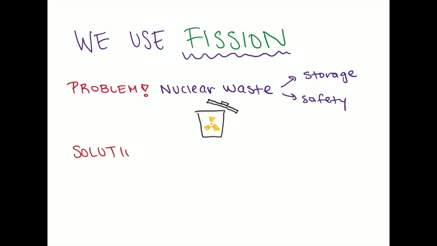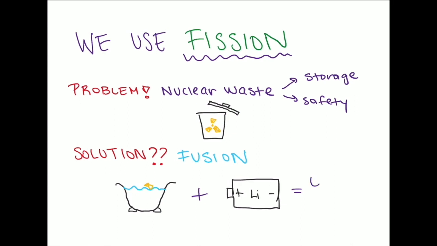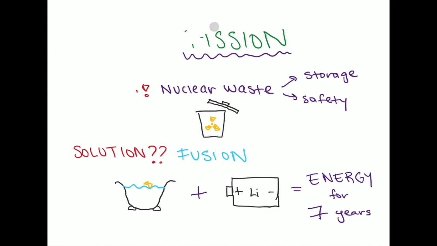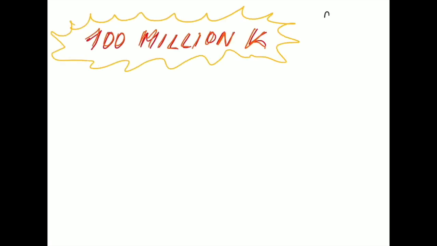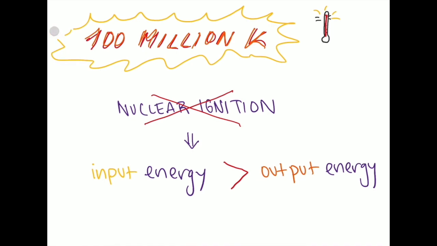Enter nuclear fusion. One bathtub of water and one lithium battery could theoretically provide the energy needs of a UK citizen for 7 years. So why do we use fission and not fusion? Fusion requires extremely high temperatures, like 100 million Kelvin, to occur, and currently we're not able to make a fusion reactor output more energy than is put into it. So fusion ignition, or a self-sustaining reaction, doesn't happen, which means that fusion is not commercially viable.